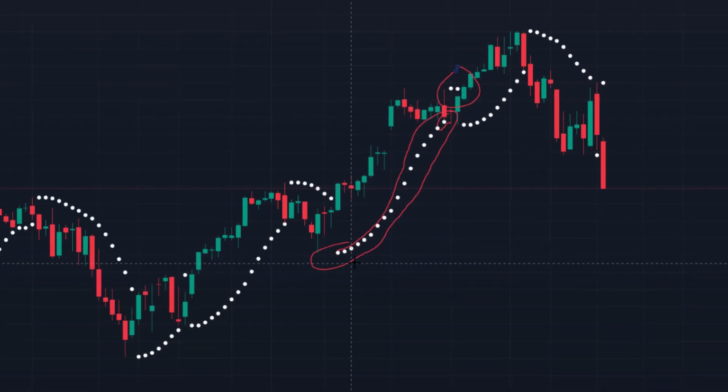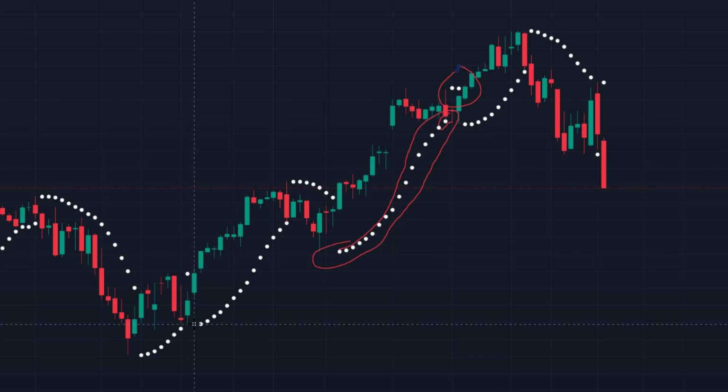Other traders, what do they use it for? Well, you could quite easily use it as like a trailing stop type approach.